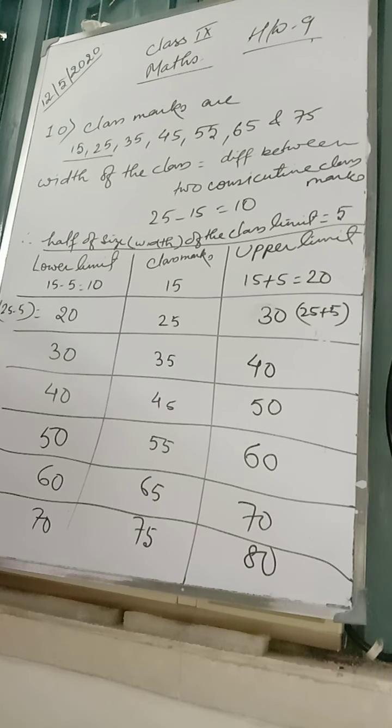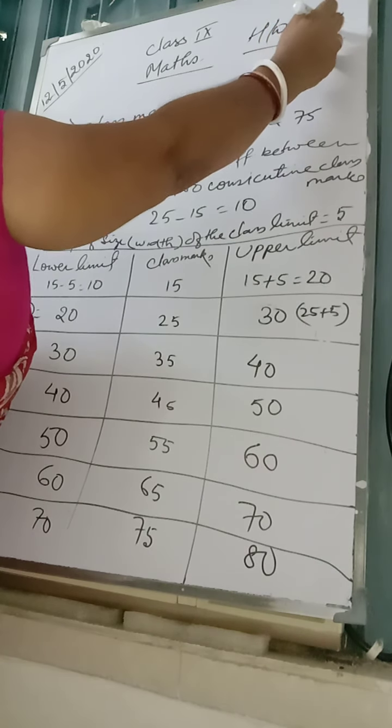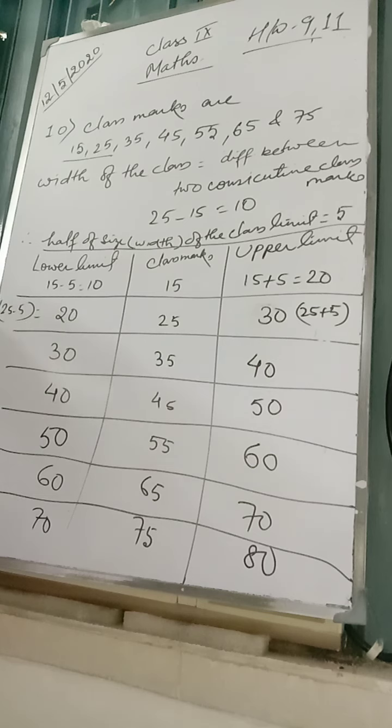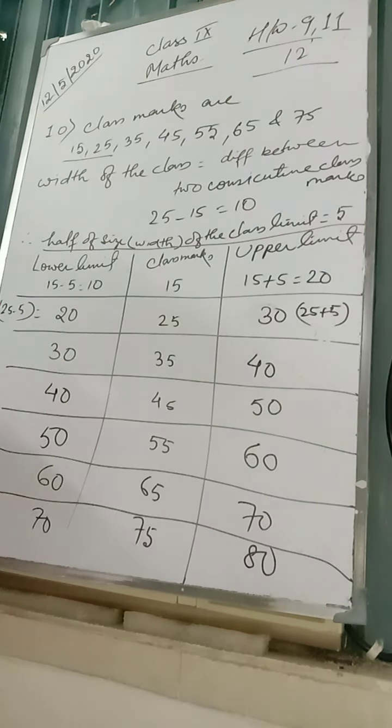So number 11 and 12, I am not going to do. Number 11 is the same as question number 10. In 12, you have to construct a frequency distribution table taking the class size as 7. So these 3 are the homework.